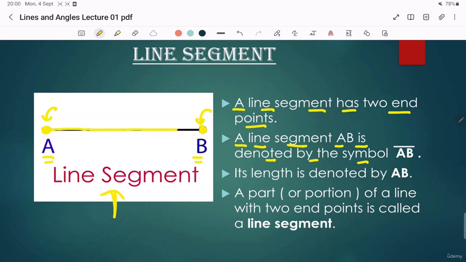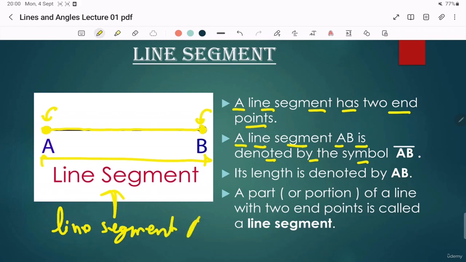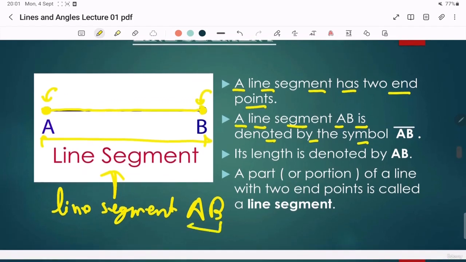Now join these two endpoints. You will get a line segment. So this is a line segment and we call it line segment AB. A is one endpoint and B is another endpoint. We have written both of them together. Symbolically, we write line segment AB and draw a line over it like this. So symbolically we represent a line segment like this.